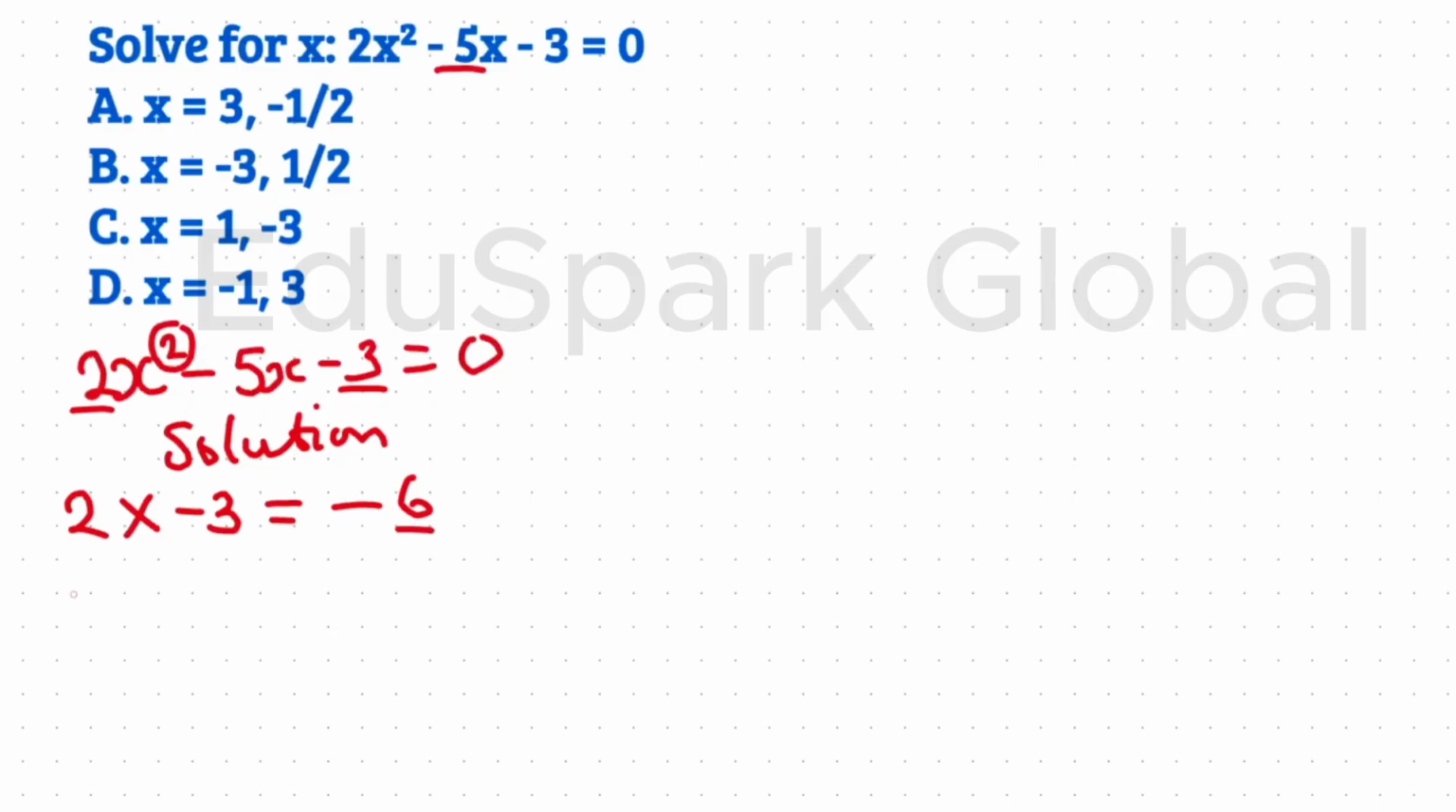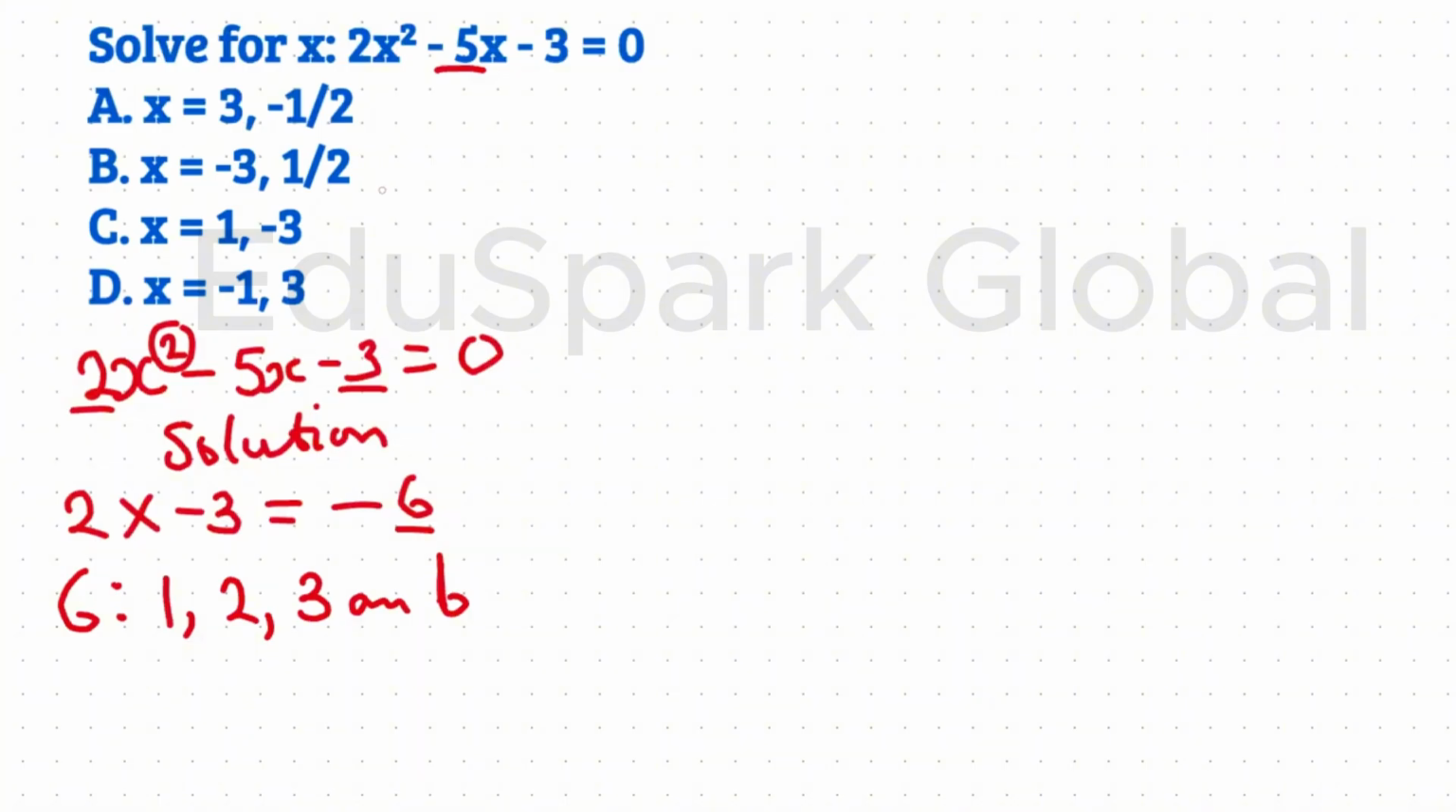So the factors of 6 are 1, 2, 3, and 6. These are the factors of 6, because if you multiply 1 and 6, you're going to have 6. 2 and 3, we're also going to have 6. So let's test if we are going to have it. So let's look for the two factors such that when we multiply, we're going to have negative 6. And in addition, we're going to have the middle term, which is negative 5.